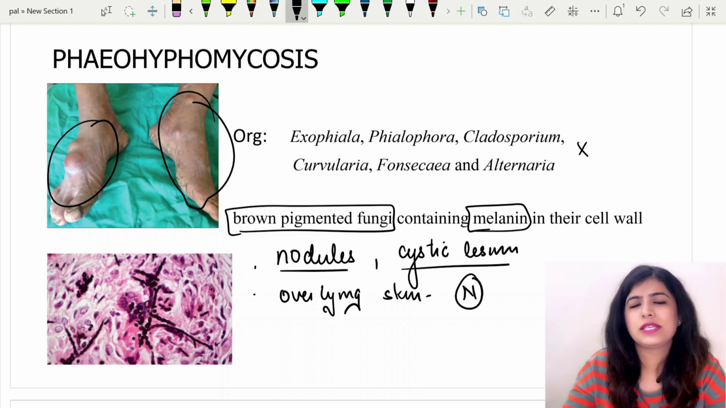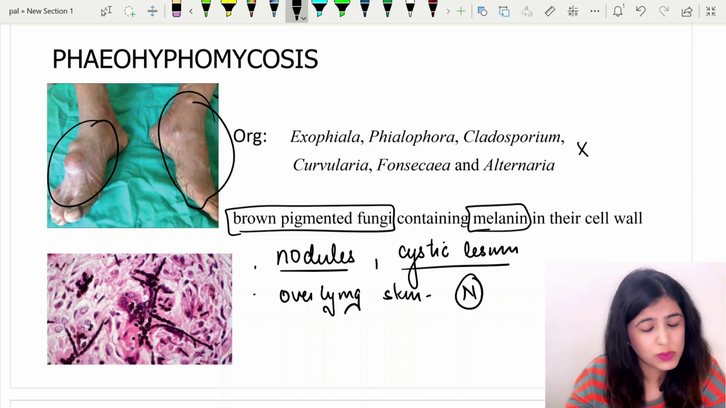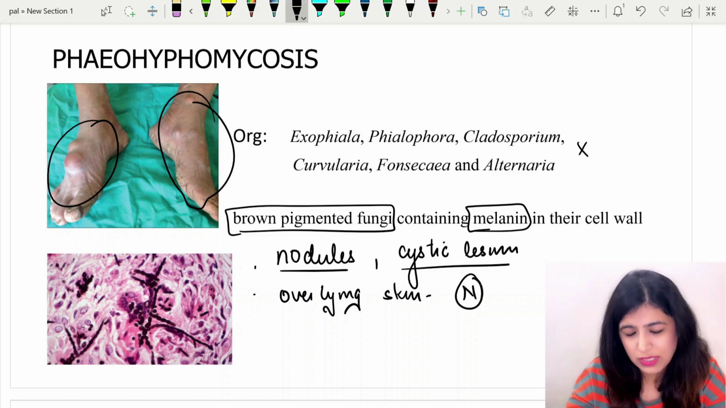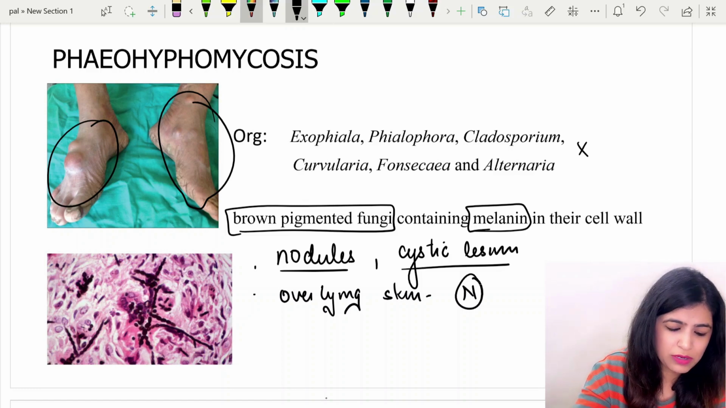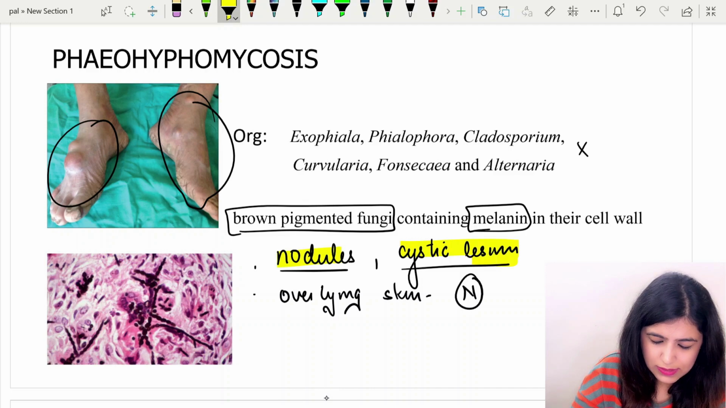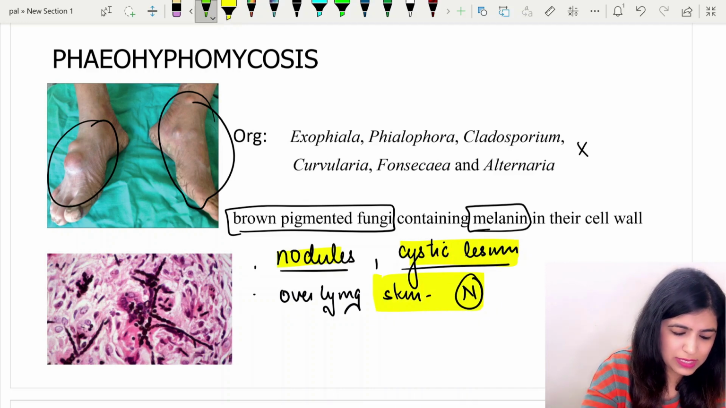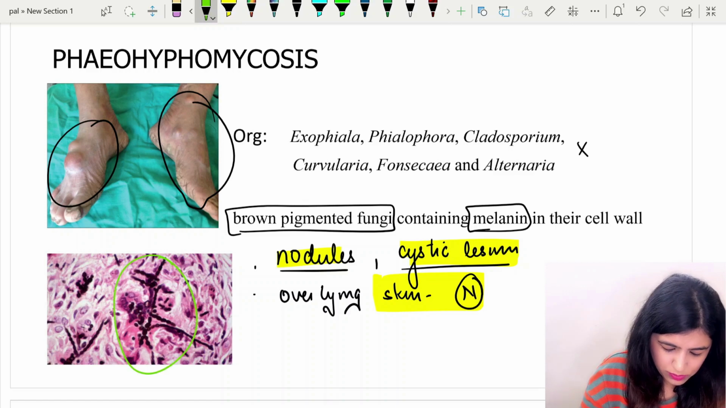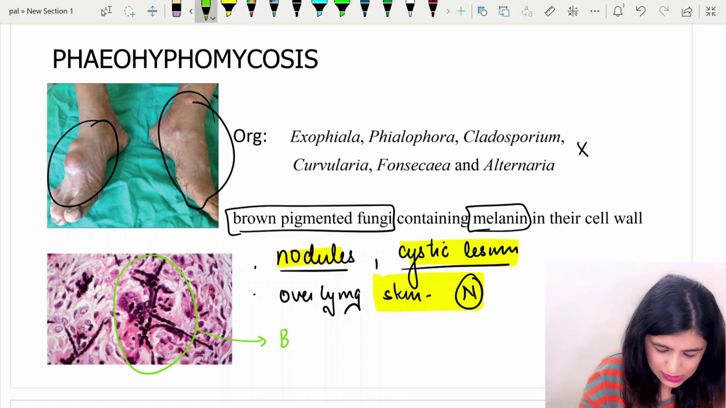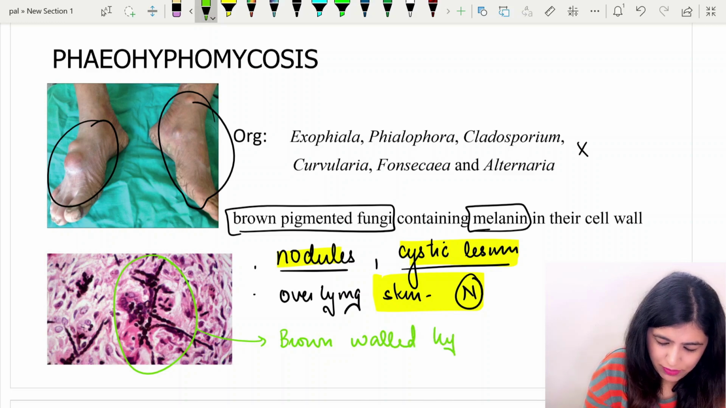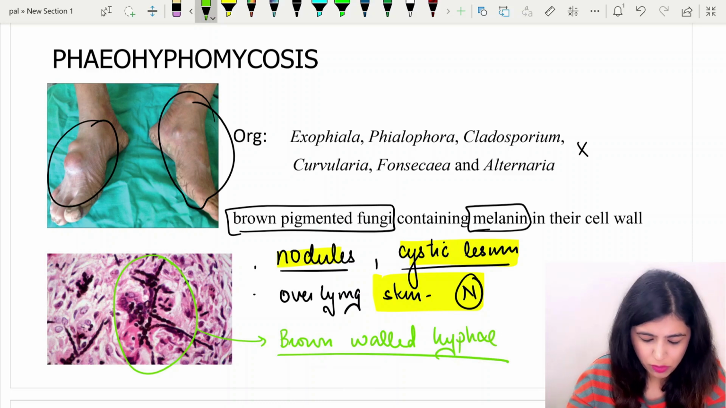So in the initial stages of the disease, the overlying skin is normal, which is again in contrast to the previous three that we have read. So remember, the nodules, the cystic lesions with the overlying skin normal, as you can see in the image here. When you do the histopath, you see these brown walled hyphae in the lesion that takes you towards the diagnosis of phaeohyphomycosis.